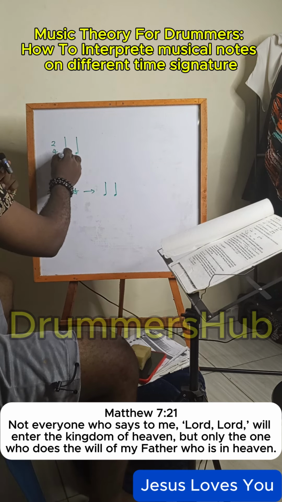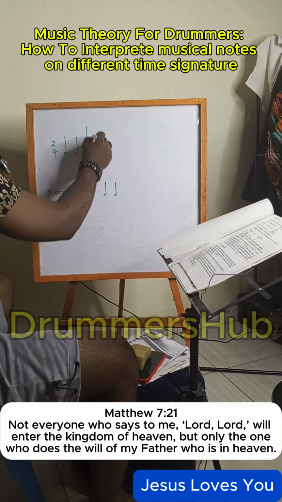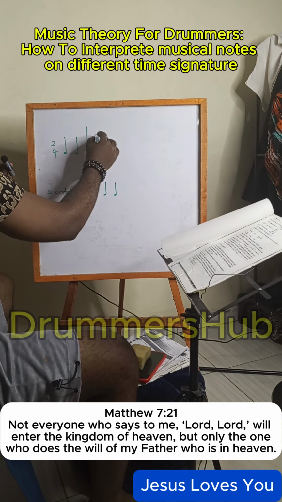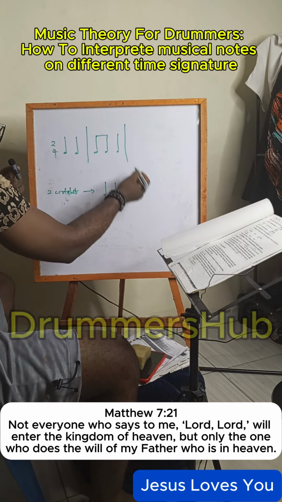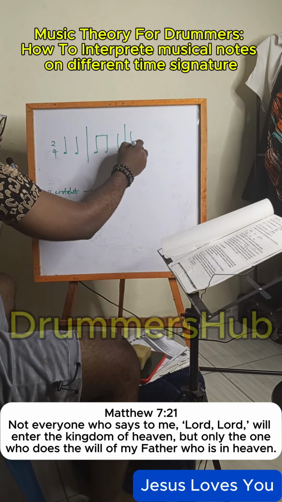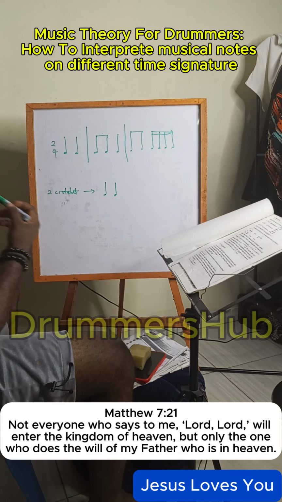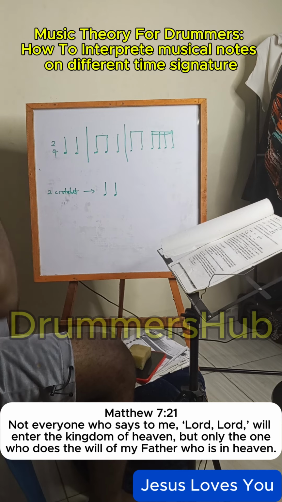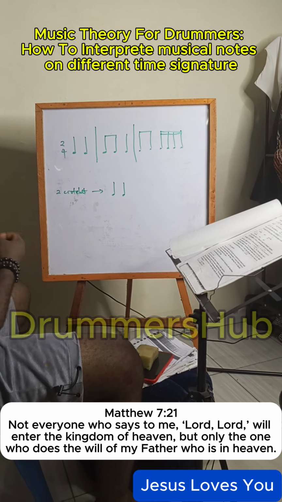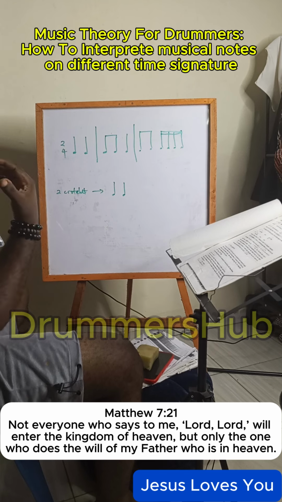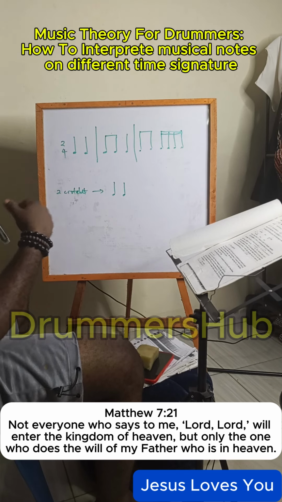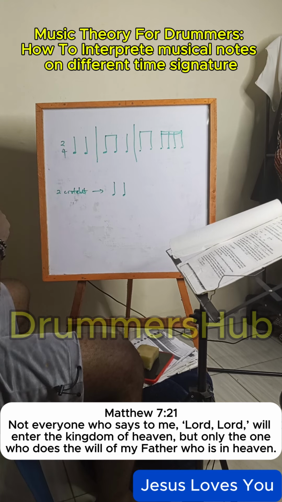So let's say this is the first bar. We can have something like this. You can have this in the second bar, still correct. You can have this in the third bar, it's still correct. And then the subdivision, the grouping continues. I'm trying to see if that's still correct. Yes, that's correct. So you can have something like this.